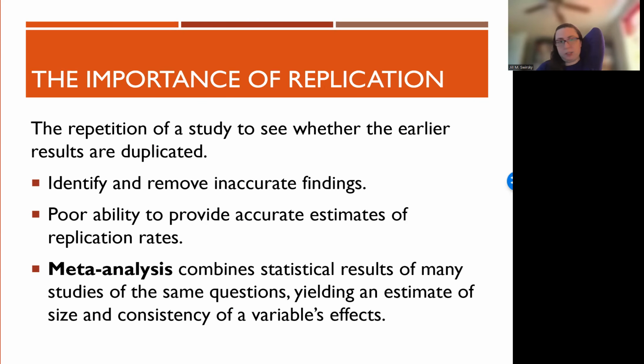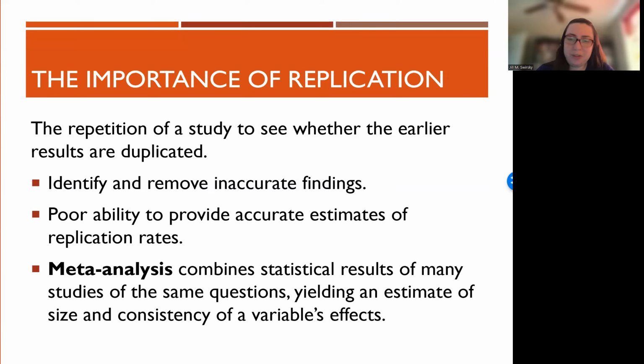The last point I want to make is that of replication. We talked about replication, I think last week, but replication is where we repeat a study to see whether the earlier results are duplicated. You might be wondering why this is important, why we need to replicate our research. If we can't repeat it, how do we know that what we found the first time was actually it and wasn't just an error or chance or dumb luck?